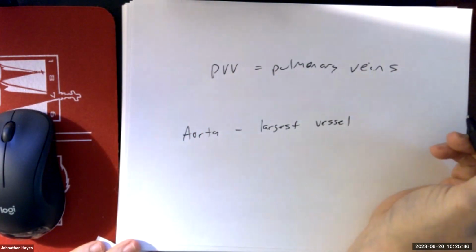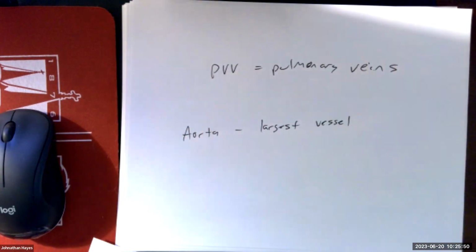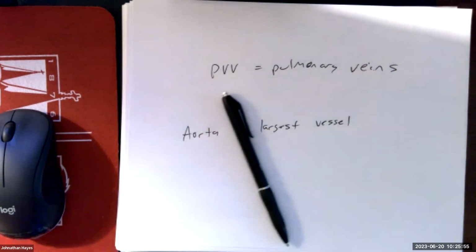Oh yeah, sorry, Courtney, I didn't see that. Yes. So if it's AA on the PowerPoint, pulmonary arteries. Yeah. Let me type that in chat too.